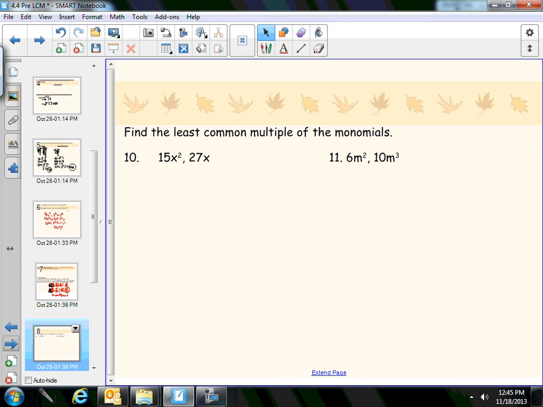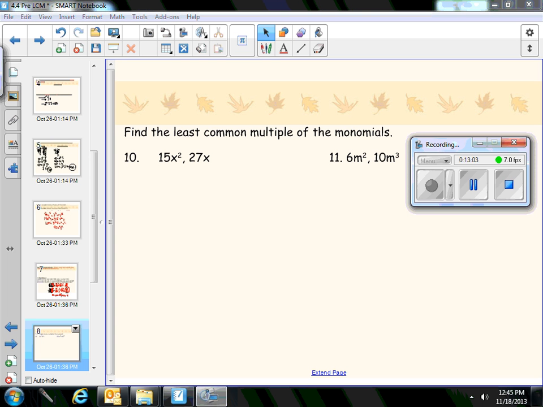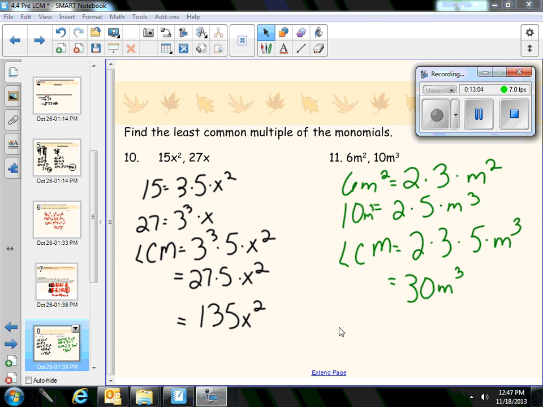Now, in 10 and 11, you're asked to find the least common multiple of the binomials. I'm going to pause the video and let you go back and look at your notes to determine what is the least common multiple of these two problems. Please check your work. Make sure you listed them in order from least to greatest, and you chose each factor to the highest power.